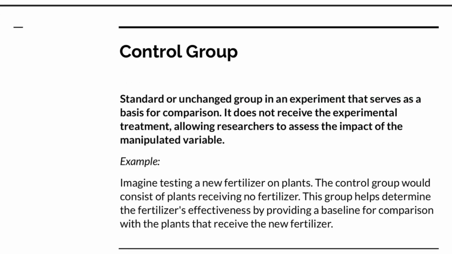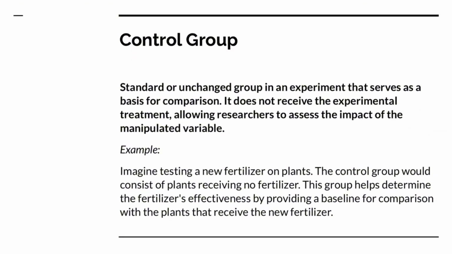Control group is the standard or unchanged group in an experiment that serves as the basis for comparison. It does not receive the experimental treatment, allowing researchers to assess the manipulated variables. Example: imagine testing a new fertilizer on plants. The control group would consist of plants receiving no fertilizer. This group helps determine the fertilizer's effectiveness by providing a baseline for comparison with plants that received the new fertilizer. Essentially, a control group is just something to compare itself to. That's all a control group is.